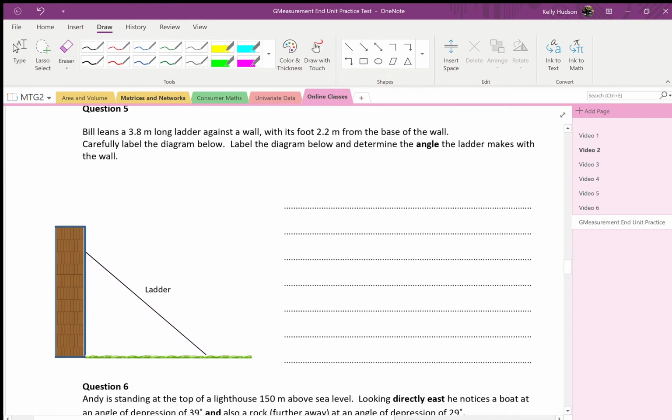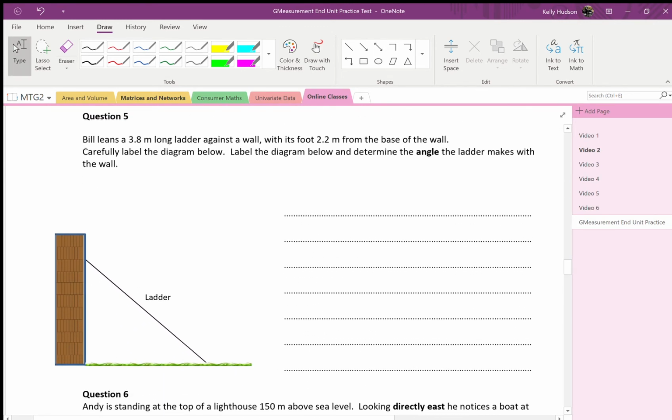Alright, let's march on to question 5. Question 5 has a 3.8 metre ladder. So let's start writing on information as we get it. So 3.8 metres, a ladder, against a wall with a foot 2.2 metres from the base of the wall. So it's 2.2 metres out from the base. And carefully label the diagram, which we're doing. Label the diagram below, determine the angle the ladder makes with the wall. So we've got to try and find our theta.